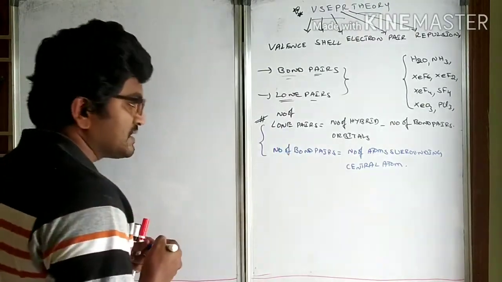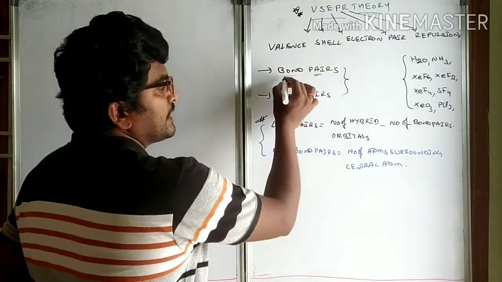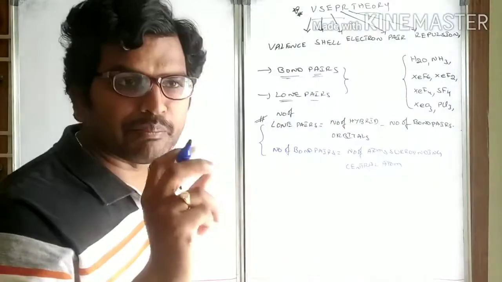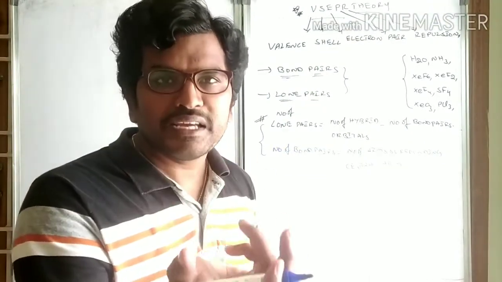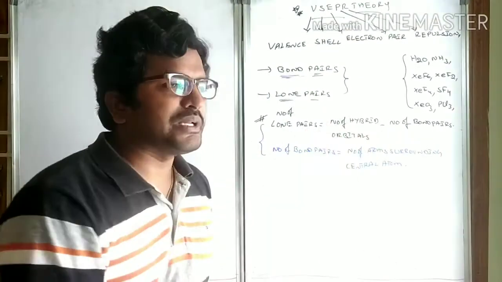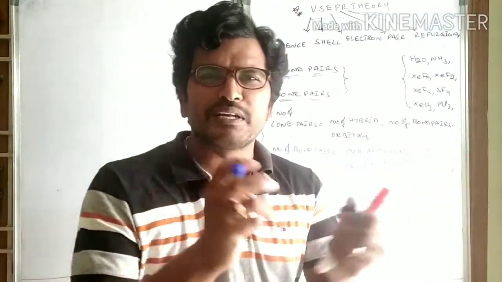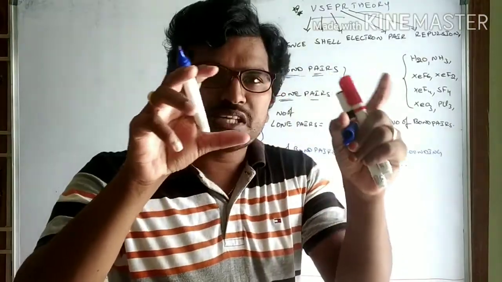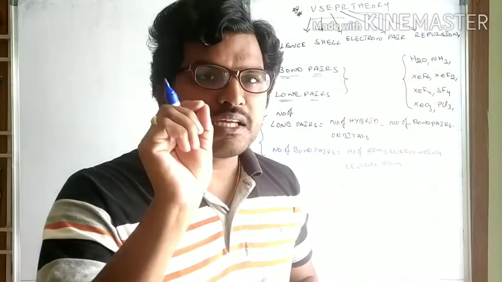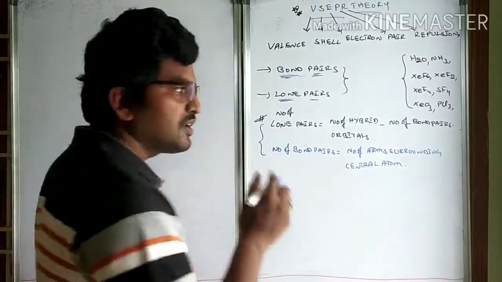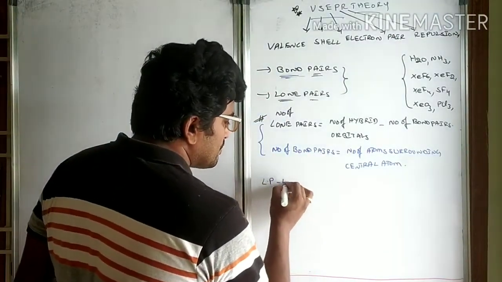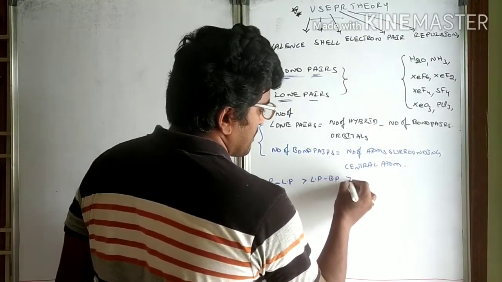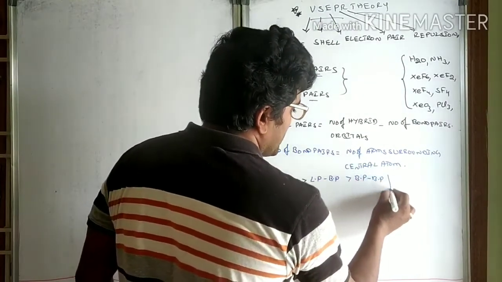According to VSEPR theory, the bond pairs and lone pairs present in the molecule will always repel one another, because electrons are negative charges. When negative charges are present side by side, there will be a lot of repulsion between them. To overcome those repulsions, they arrange themselves around the central atom in such a way that the repulsions are minimum. Lone pair-lone pair repulsions are stronger than lone pair-bond pair repulsions, which are stronger than bond pair-bond pair repulsions.